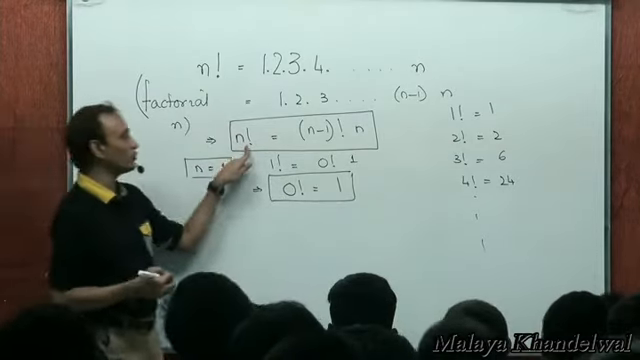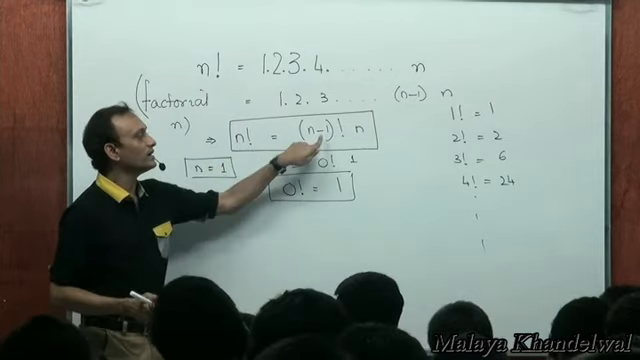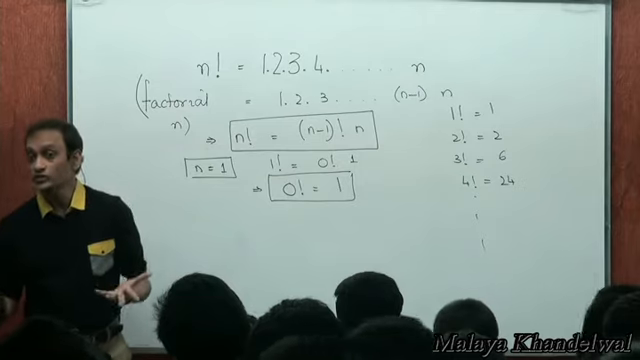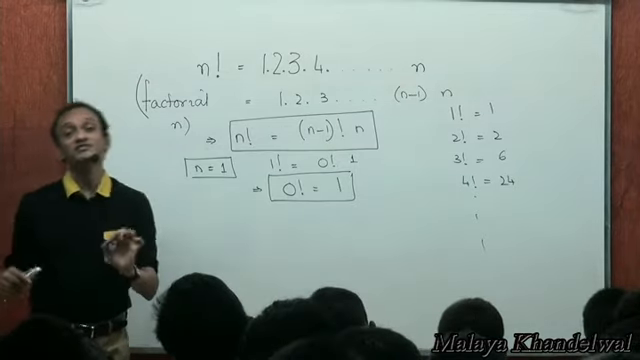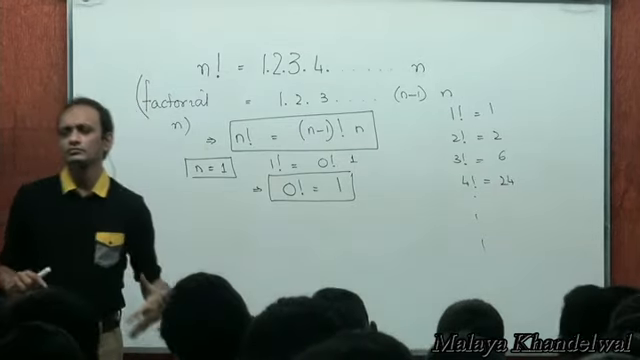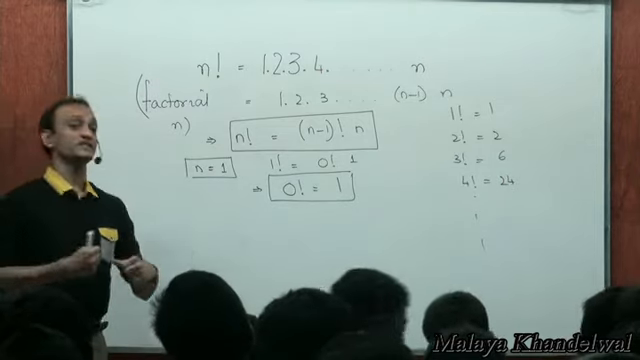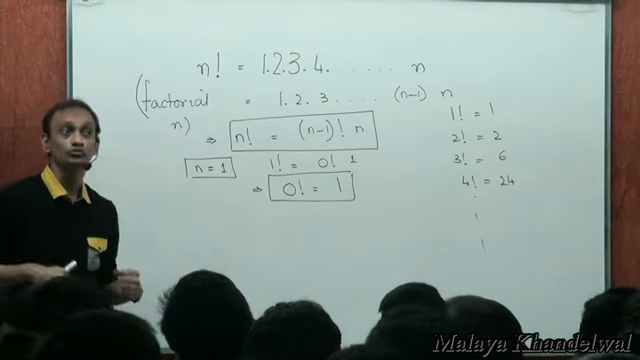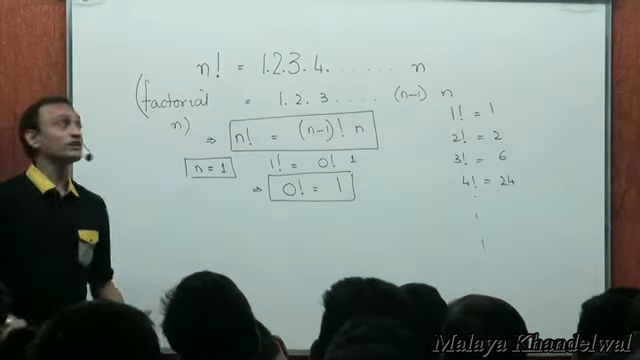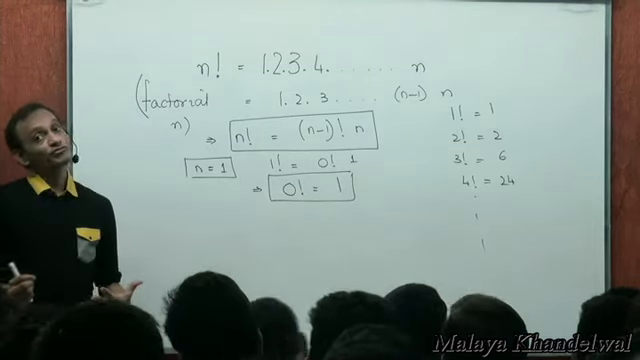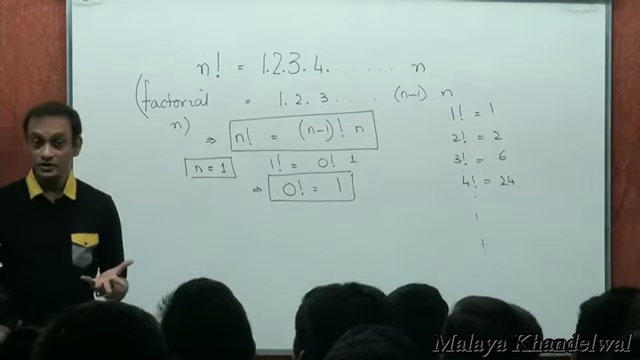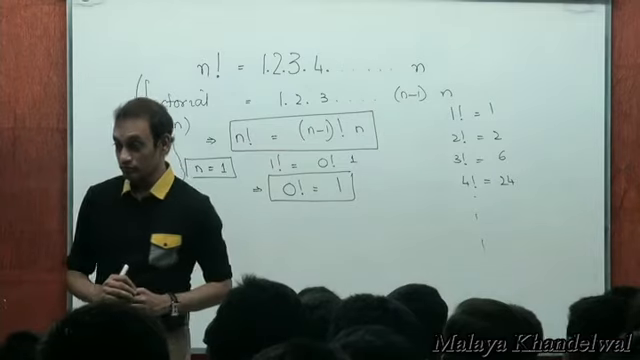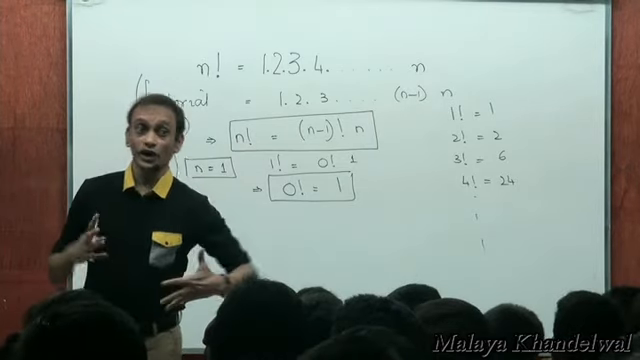Put n equal to 1 on both sides. So 1 factorial, which is 1, is 0 factorial into 1. So 0 factorial is 1. In fact, let me tell you, by the time you mature towards the end of class 12, I will also be able to deliver to you factorials of fractions. I'll be able to tell you what it means, factorial 5 by 2.